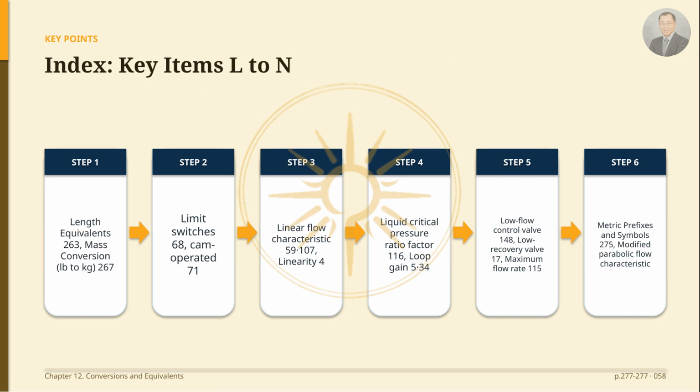This slide is an index table summarizing major technical items from L to N and their corresponding pages. For example, length equivalence can be found on page 263, and loop gain is detailed on pages 5 and 34. The remaining items are indexed in the same manner, so please refer to the relevant pages when you need specific conceptual definitions or conversion values during the design or calculation process.